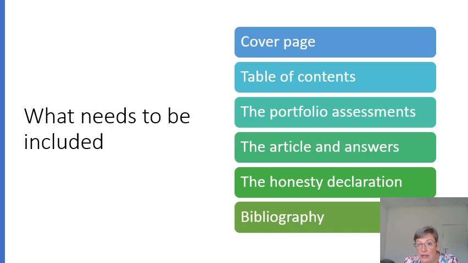Then the portfolio assessments, one after the other. Then the article and the answers. Of course, you're not going to include the whole article, just your answers to the article. Then the honesty declaration and your bibliography. That's what must be in your portfolio. Remember, one document. Don't embed things in it. Do the portfolio in Word, save it, and then print it as a PDF. I did a whole lecture on what you must do to get your document to us safely.